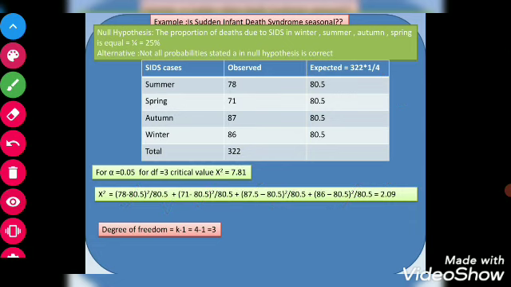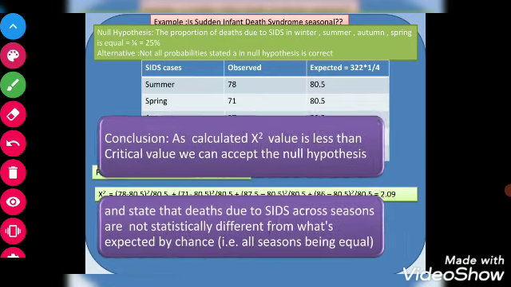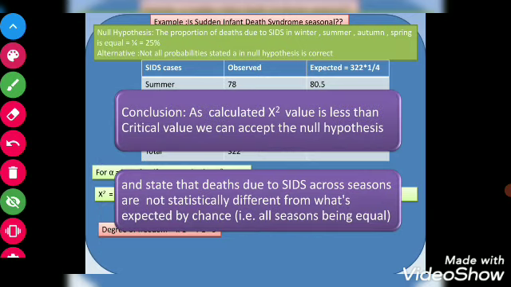So here you can see the conclusion: as the calculated chi-square value is less than the critical value, we accept the null hypothesis. So we are accepting the null hypothesis, and we state that death due to disease across seasons is not statistically different from what is expected by chance.